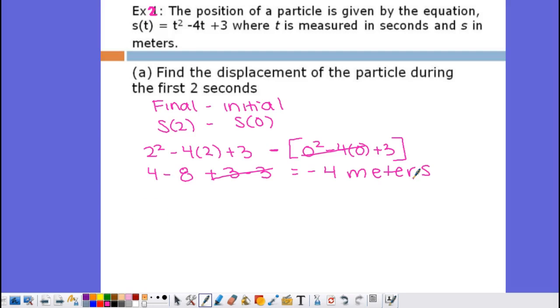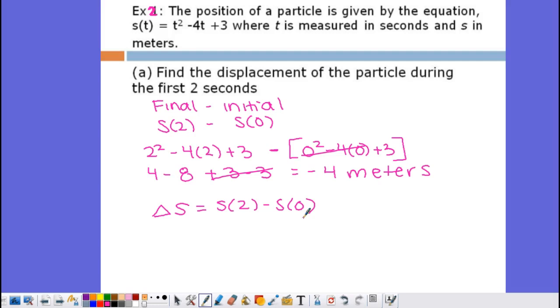So when I do displacement, oftentimes I would write it as delta S, so change in position. So it would be delta S equals S of 2 minus S of 0, where distance is the absolute value of S, or delta S. We're not putting it over the interval like before; we're not doing it over 2, and we're just -4 meters is our answer. Yes. Okay. Because we're not averaging this. That would be the average rate of change.